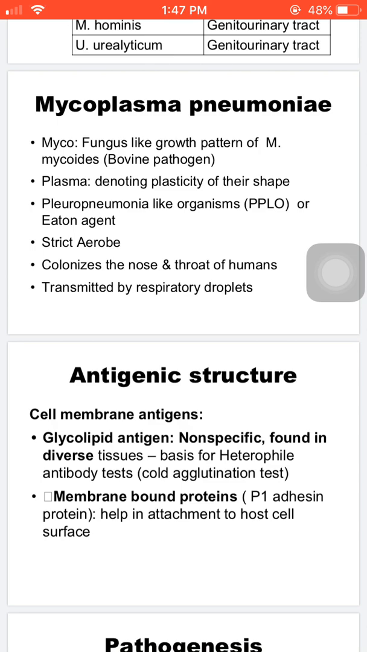It's known as Eaton agent, after the name of the scientist who cultured it. It's a strict aerobe, but colonizes the nose and the throat of humans. So it's easily transmitted to other humans with the help of nasal secretions and aerosolized respiratory droplets. Wherever there is a large group of people, like in schools, or a large gathering like military recruits, this bacteria can be easily transmitted.